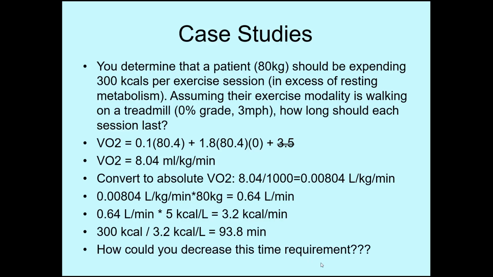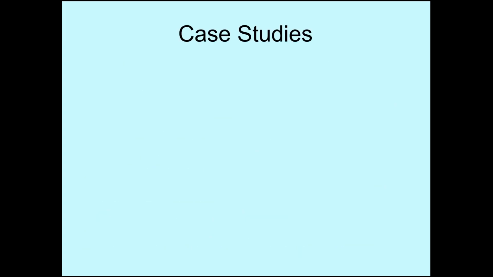So I'm going to ask a question: how could you decrease that? Because that's probably the first question they're going to ask. What can I do to not exercise for 93 minutes each time? Well, the simple answer is just work at a higher intensity. If they can't walk any faster, since 3 miles an hour is a pretty good pace for a lot of people, you could increase the incline. That would probably be the next step.